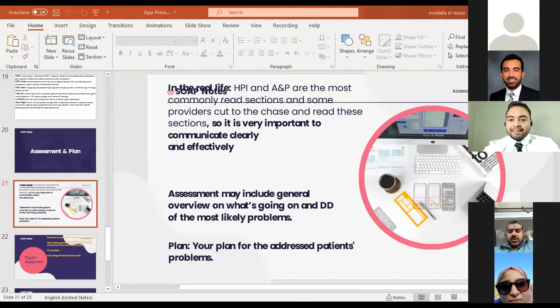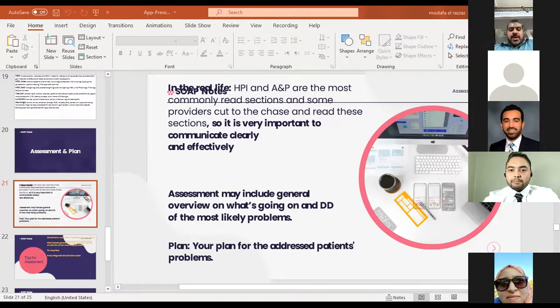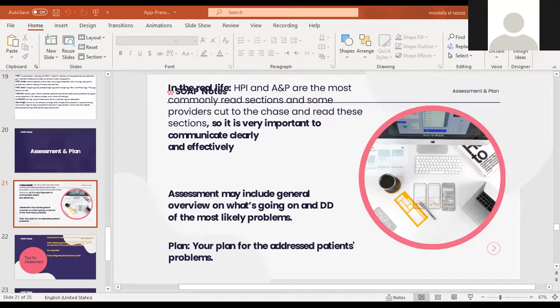Thank you, Mustafa and Ahmed and Rafiq for putting in this effort. I think you all covered pretty much what I would like to say on this topic. The only difference I would say is when you are on a subspecialty, the SOAP note's goal is to tell what's going on with the patient. That's why we call it progress notes.